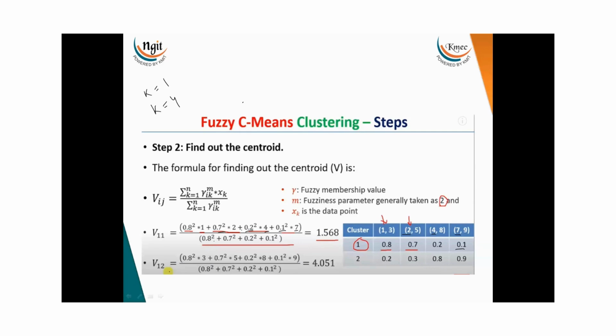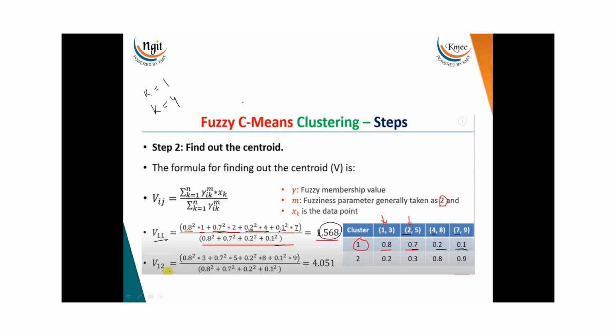What is the probability for the first component belonging to cluster 1? The probability is written here, so I just have to write 0.8. The m value is 2, so 0.8 whole squared. The same way, 0.7 whole squared plus 0.2 whole squared and 0.1 squared. When we calculated this, we got the result 1.568. So we found the value of V11, which is nothing but the first component of the first centroid.